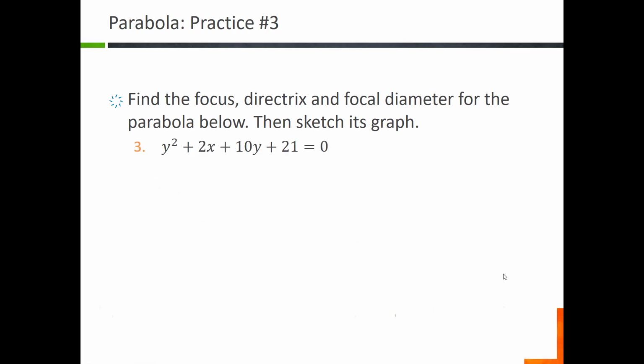All right, one more example here. We have, again, only one y squared term. There's no x squared, so looking at this, I can tell that this is going to be a parabola. So let's group our y's and move everything else over.